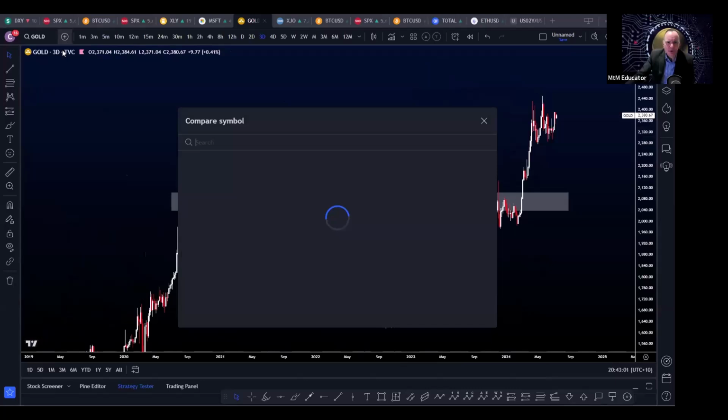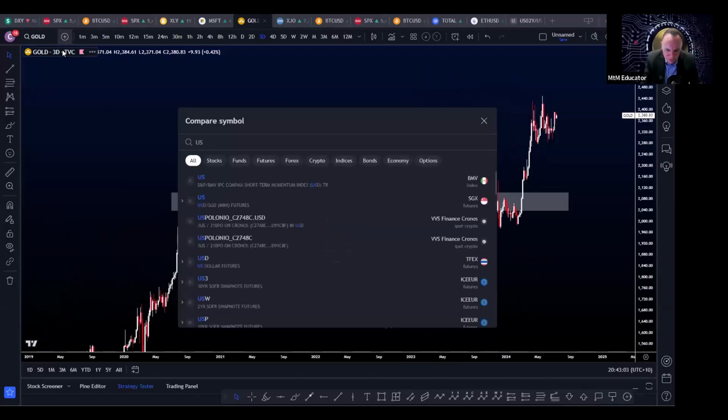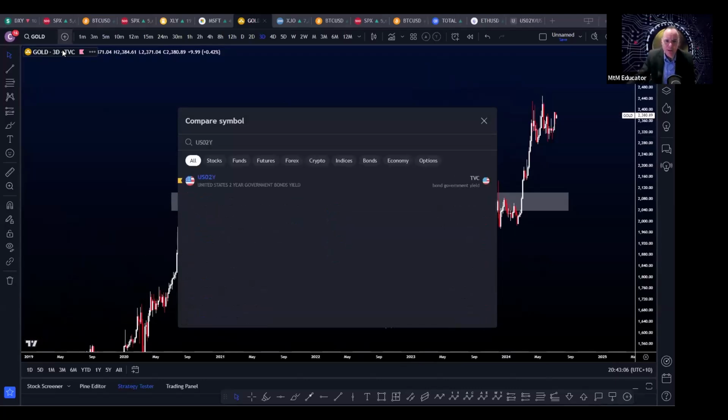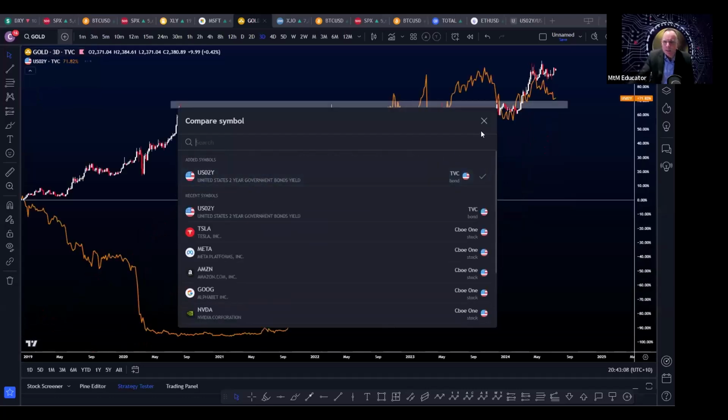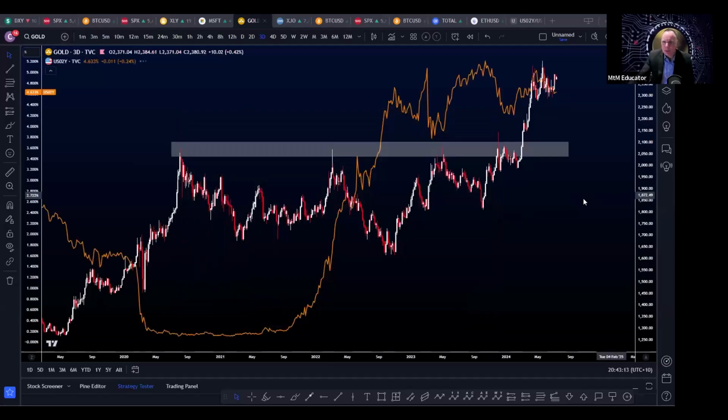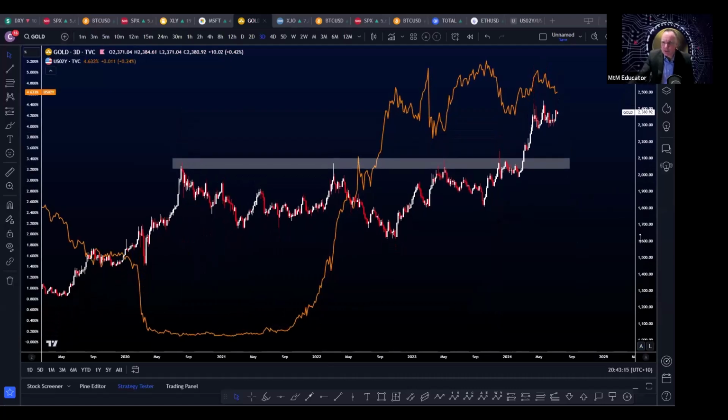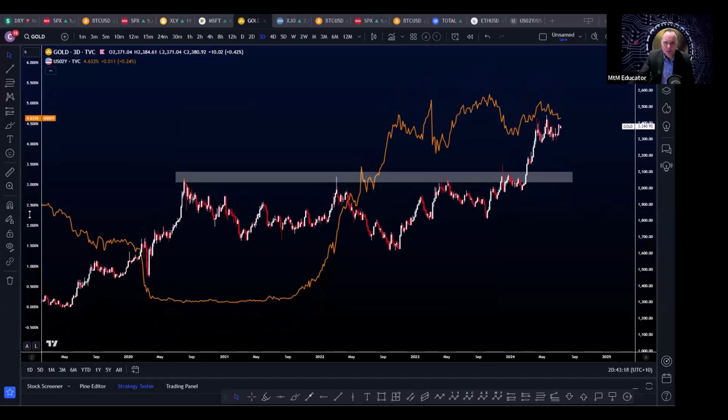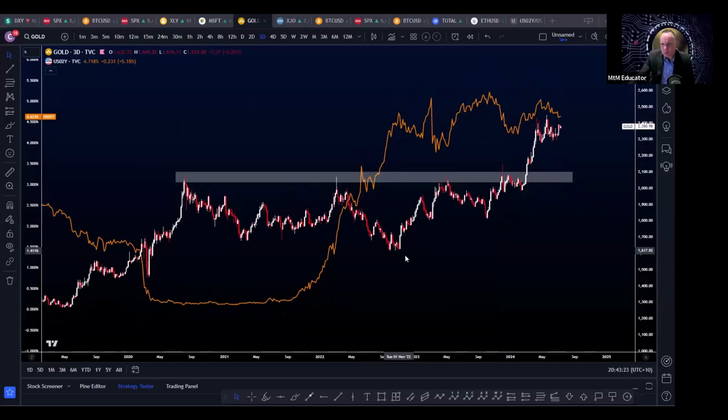interest rates. So if I throw on the US 2-year, which was the same one I had on the DXY, and we look at the correlation, there's an inverse correlation. As interest rates go up, gold drops. As interest rates come down, gold rallies, right?